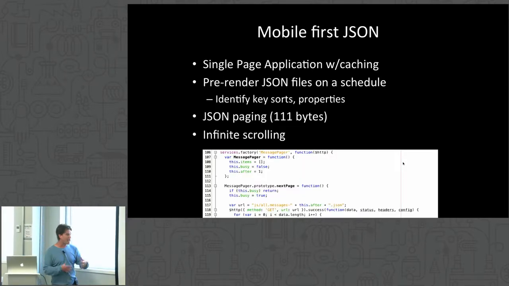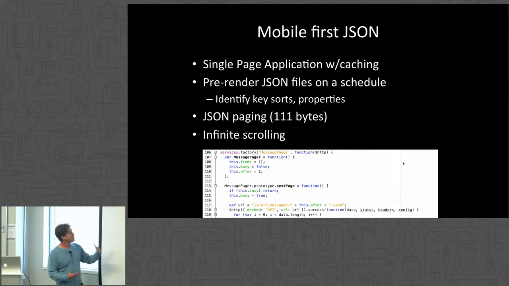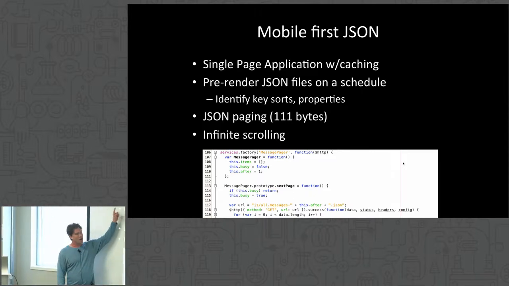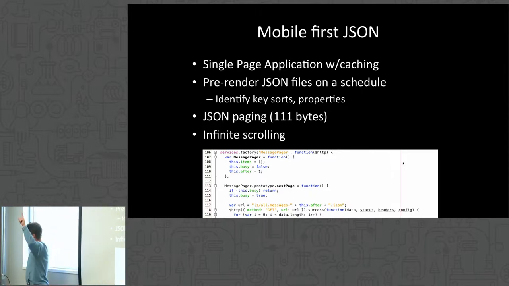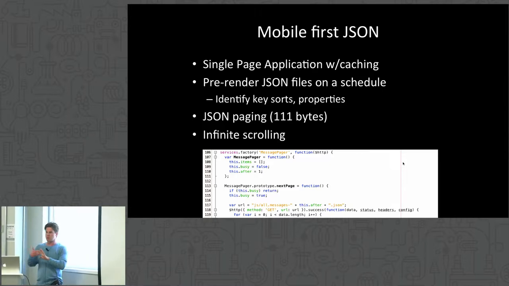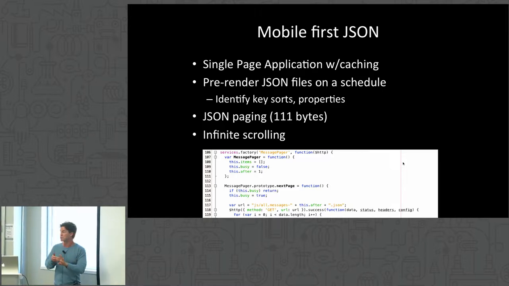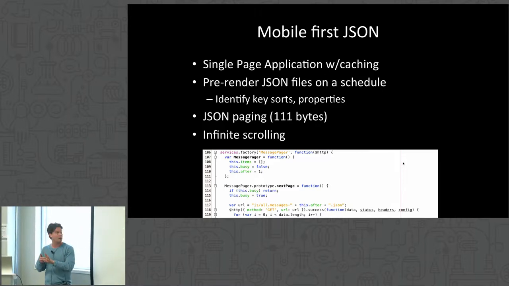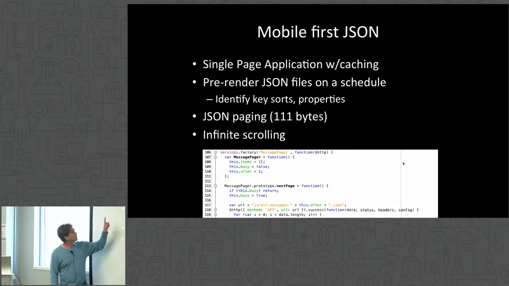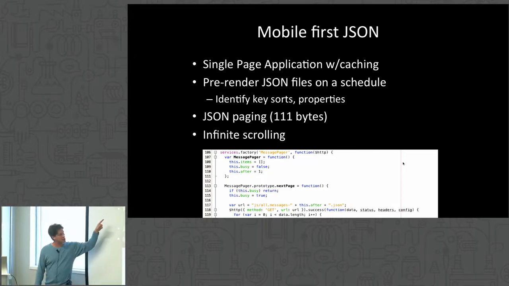Next, once I had the Angular pieces in place, I wanted a single page application. I didn't want a whole bunch of round trips to the server, or any round trips to the server needed only to be data. So I was using a single page application with caching involved in it. What that meant is I pre-rendered all of my JSON files on a schedule. I still have to use a database.